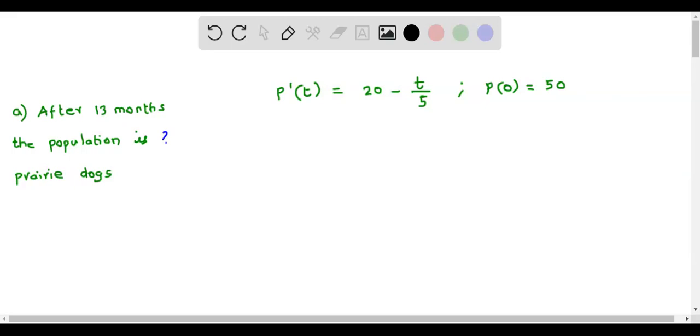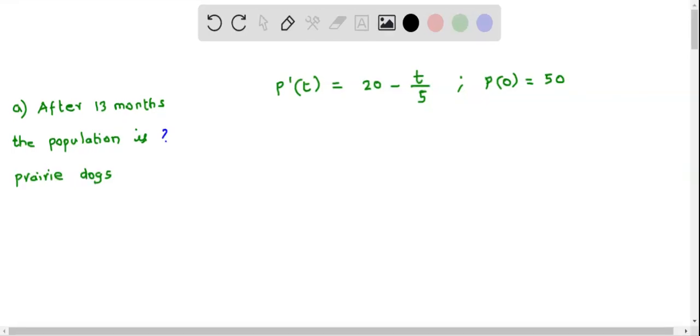So here we determine the population of the prairie dogs after 13 months. So basically we have to find P of 13, which represents the population of the prairie dogs after 13 months. So how do you find this P of 13? First we need to know what P of t is. That is, this represents the population of the prairie dogs for any given value of t.